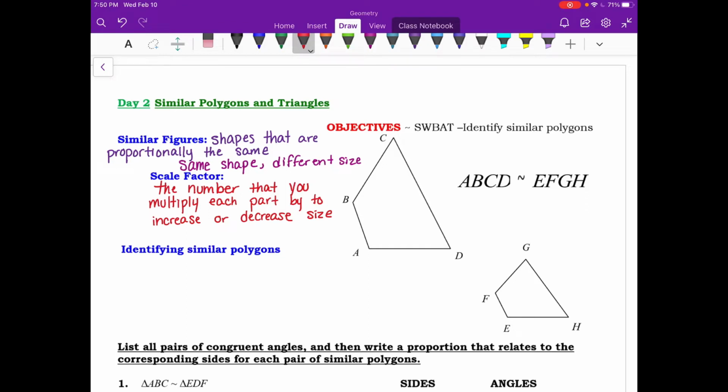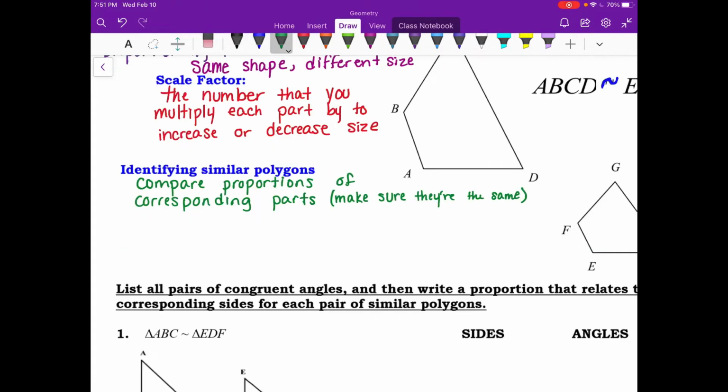So we mark similarity with this little squiggle line. In this shape, we're told that ABCD is similar to EFGH. To identify similar polygons, I'm going to compare the proportions of the corresponding parts. Really, I'm just making sure that the proportions are the same.